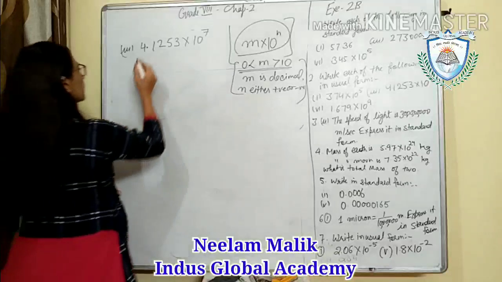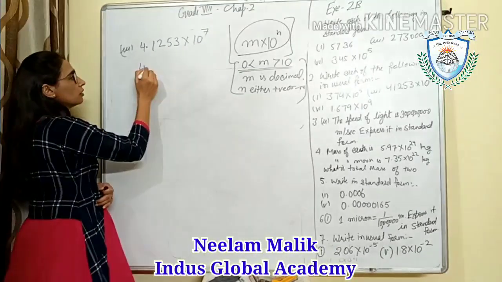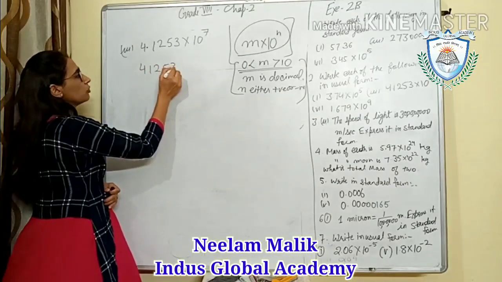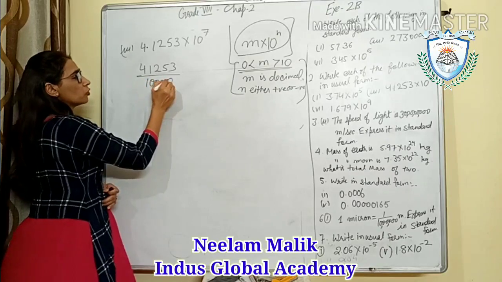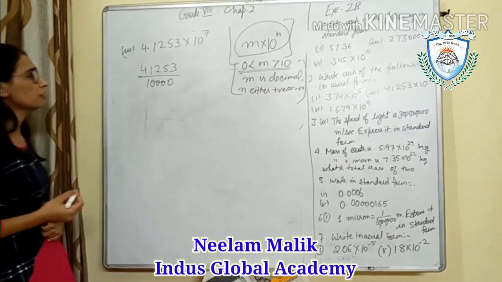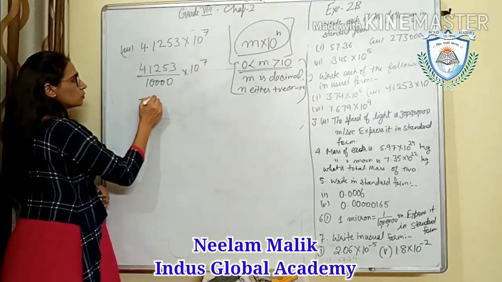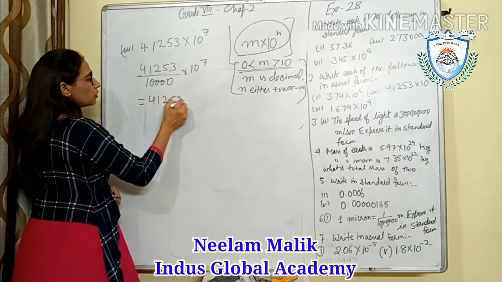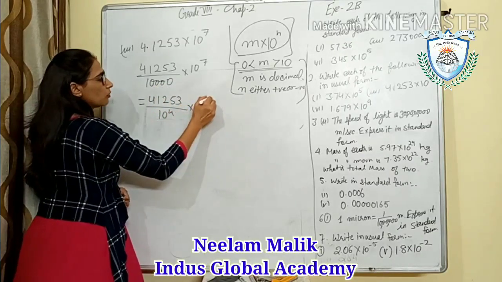In the simplest form, first we will remove this decimal point. It will be like this. After the decimal there are 4 digits, so we will put 10,000 below, and here will be 10 raised to power 7. This is 41253 divided by 10 raised to power 4, into 10 raised to power 7.